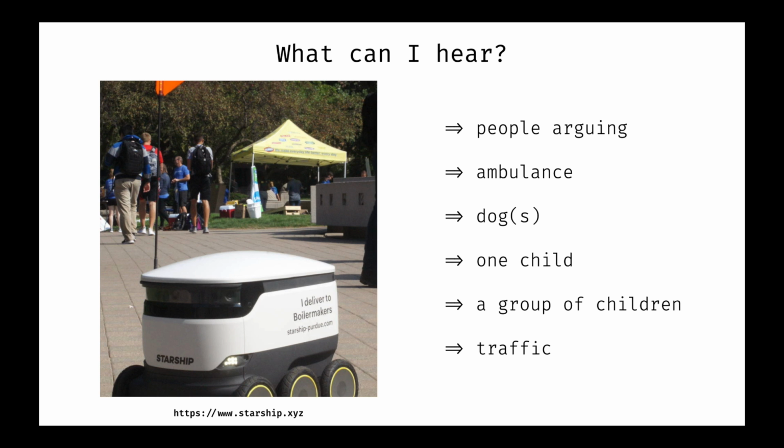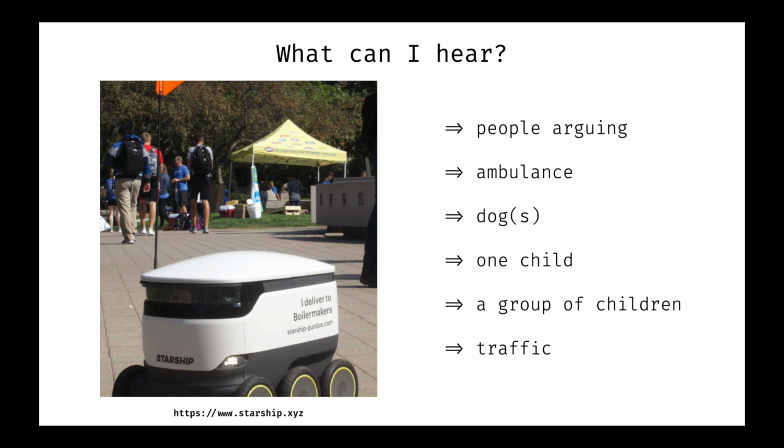And if you can hear certain classes of sounds, so this might be people arguing or an ambulance, maybe there's one dog, there's children in various group sizes, or maybe there's traffic. The question really is, how can we imagine this to be useful for these robots? I mean, traffic can be very obvious, right? If you can detect that there are lots of people, you avoid them, because then you don't have to do less navigating. You can maybe go a little faster. But what do you do if there's an ambulance or a dog?